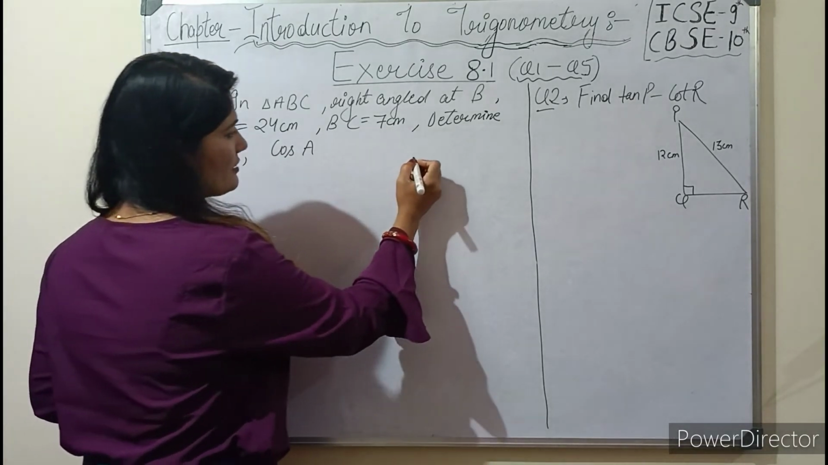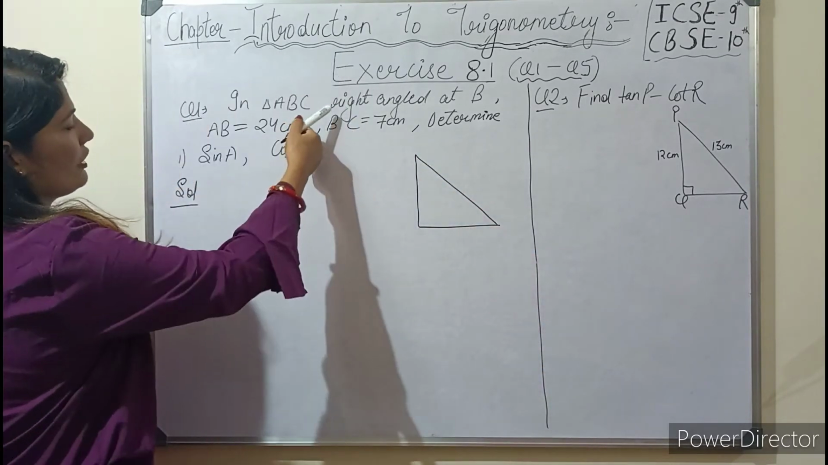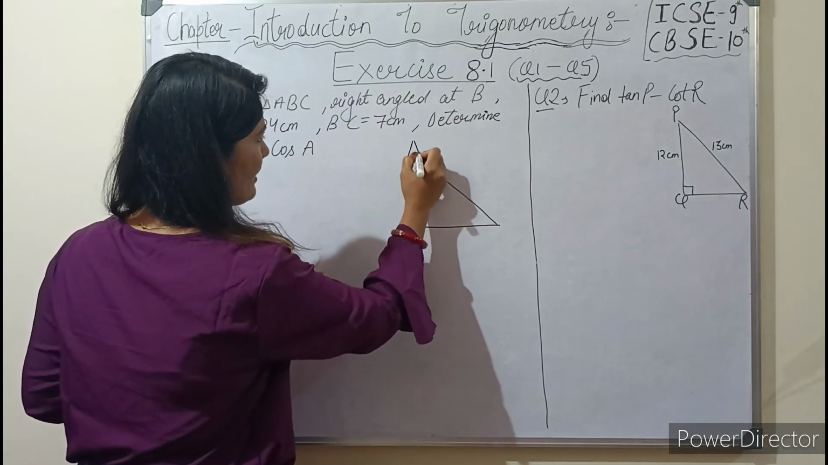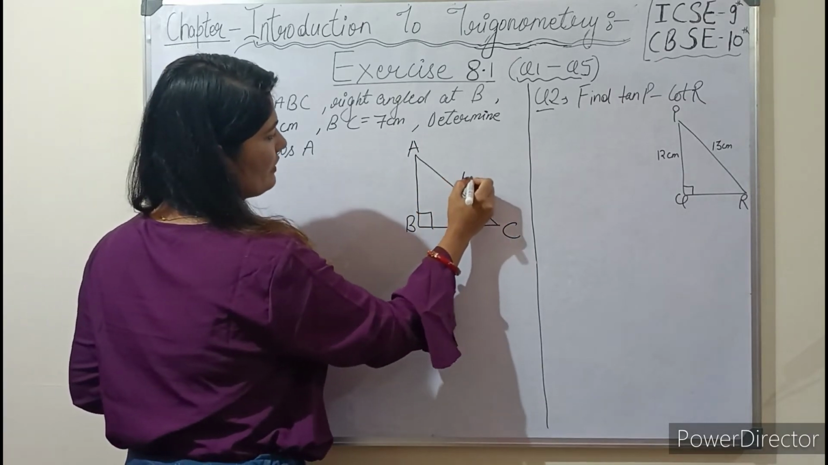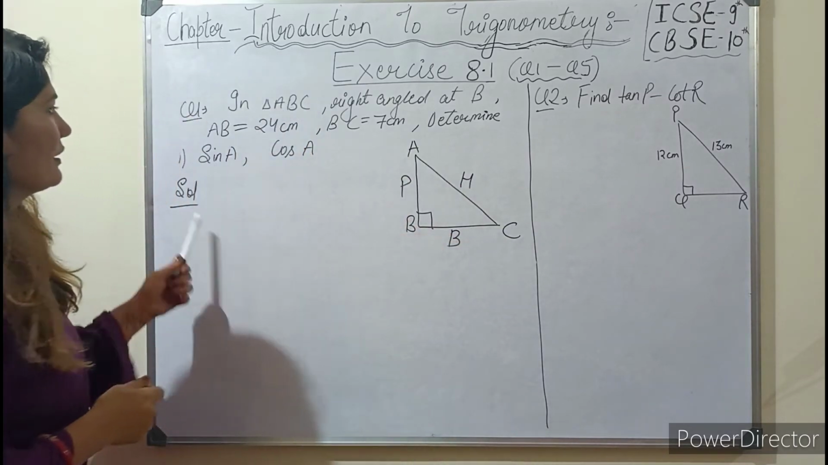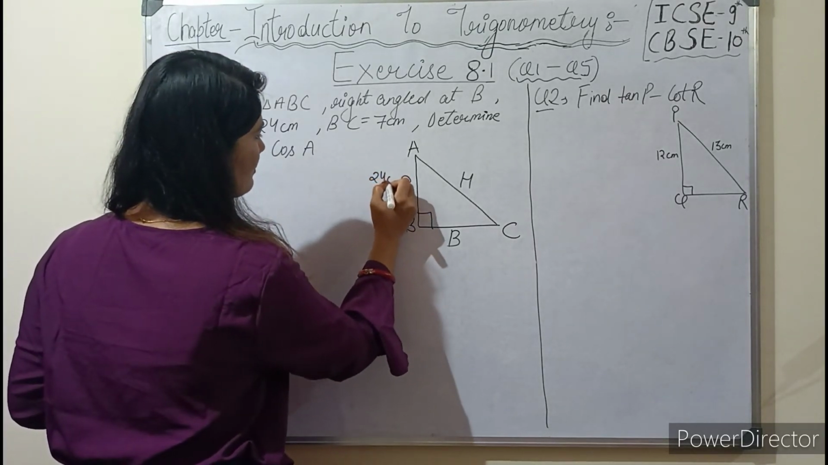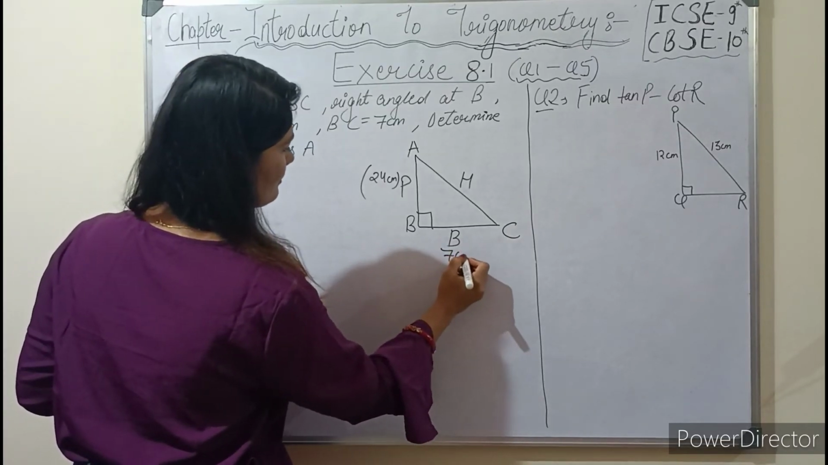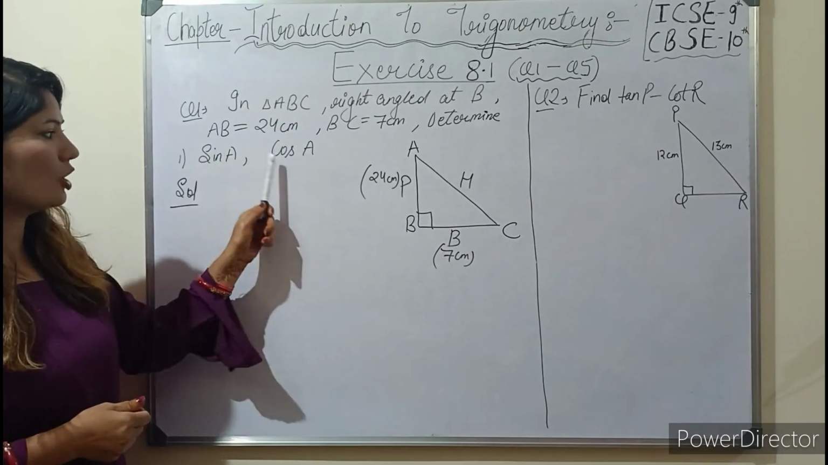So here in this case, you need to draw a right angle triangle. It is mentioned that right angle at B. So this is B, this is A and this is C. For this triangle, this will be H, this is perpendicular and this is base. Now here the value of AB is given, AB is 24 cm. BC is also given to you, that is 7 cm. And we need to find the value of sine A and cos A.